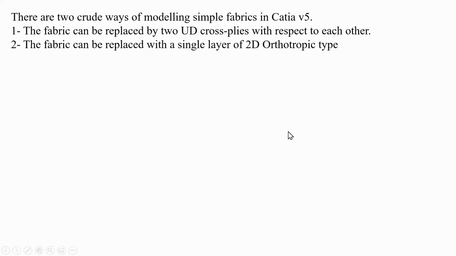Now, there are two crude ways of estimating these. When I do the example for you later today, I'm not going to be estimating. I'm going to use a table which gives it to me. But there are two ways of doing it. One is to pretend that this plain woven fabric is actually separated into unidirectional plies stacked on top of each other. This is only a rough estimate. Or you replace it with a single layer of 2D orthotropic material.